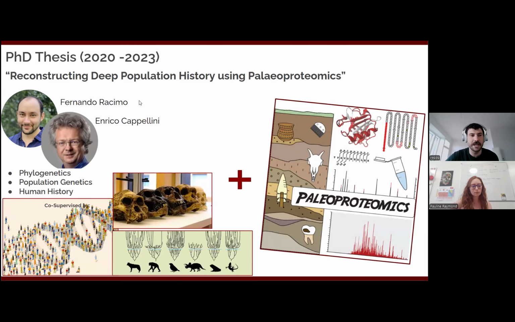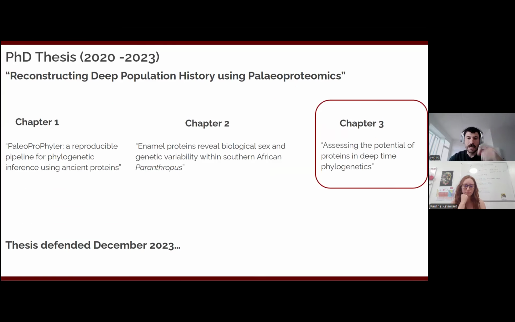However, more relevant to today's talk, I did my PhD thesis, supervised by these two gentlemen, Fernando Racimo and Enrico Capellini, and the title of the thesis was Reconstructing Deep Population History Using Paleoproteomics. In this thesis, we tried to combine these previous interests of mine, phylogenetics and population genetics, with the emerging field of paleoproteomics. In fact, the work I will be talking about today was the third of the three chapters of my thesis, and it bears the same title as the thesis.